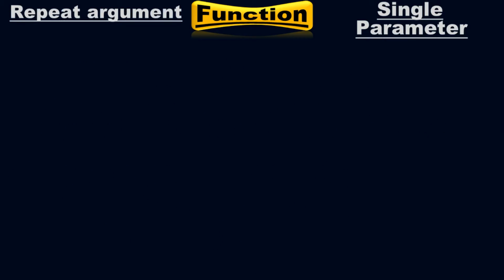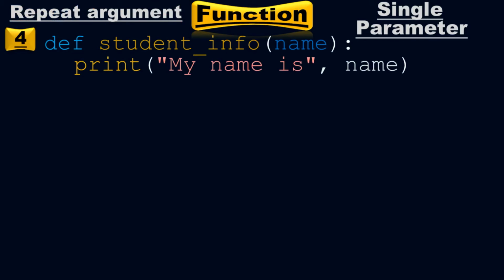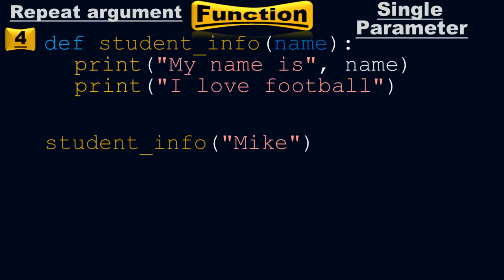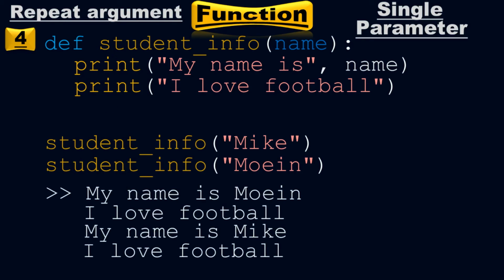Repeat argument. What do we mean by the repetition of the argument? Example number 4. We have define student info of name, and then print of my name is, comma, name, print I love football, and then student info of Mike, student info of Moein. When you run it, you will get this output. Look, it is also a define function with a single parameter and a single argument, but with repetition. This time I have passed 2 single arguments for the single parameter.